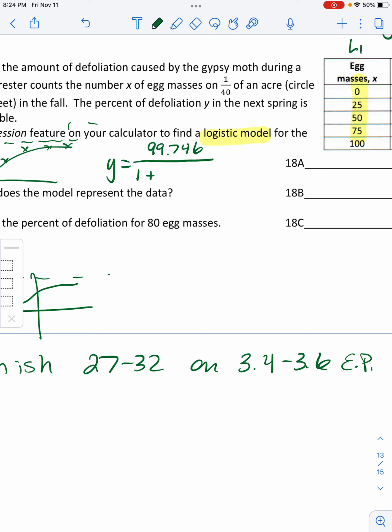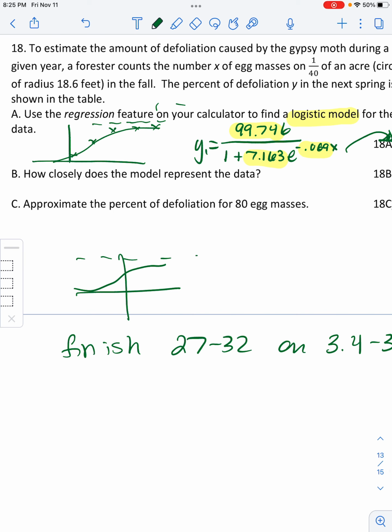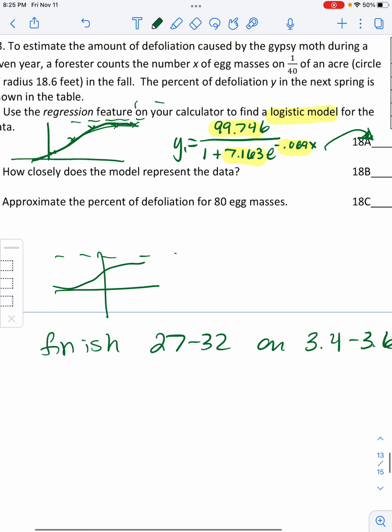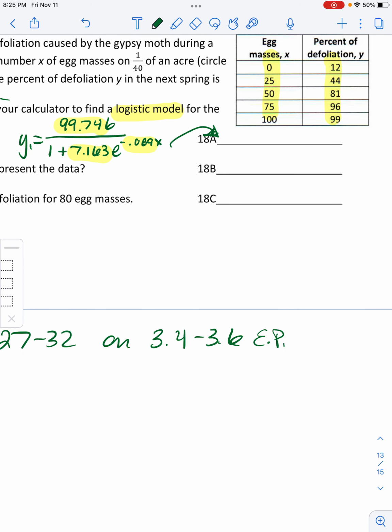Then the 1 is part of the formula. It gave me this number to put in here, and then e to the negative 0.069x. So it gives you all these numbers. It gave me this number, this number, this number, and I'm good to go, and I just can't fit it on the line. How closely does the model represent the data? So what I did is I went to Y1 and typed in that equation and hit graph, and it went zoom, zoom, zoom, and it basically went right through there. You notice that you don't get an R value with logistic, so you can't use that to measure it, but it was very close. I mean, it looked to me like it was going through everything.